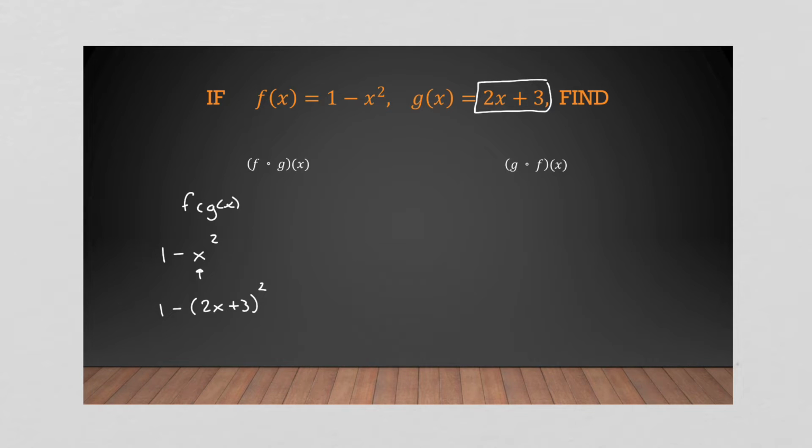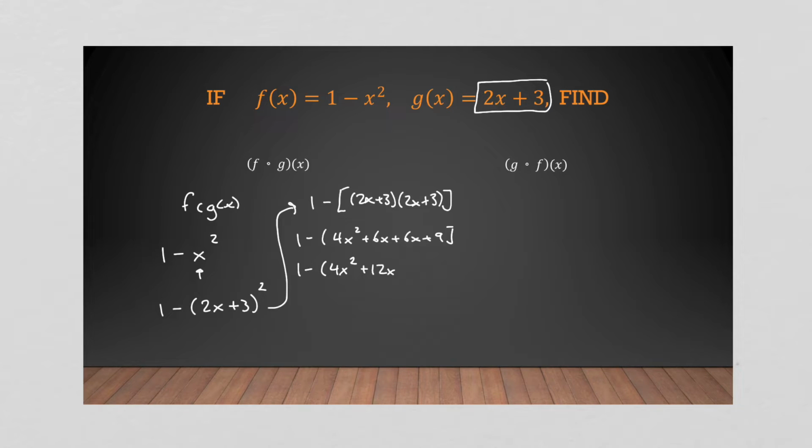And then we got to do our due diligence. We got to do our FOIL. So this is just 1 minus, and careful, keep the brackets because you are subtracting 2x plus 3 times 2x plus 3, which means 1 minus, brackets, 4x squared plus 6x plus 6x plus 9, 1 minus 4x squared plus 12x plus 9.